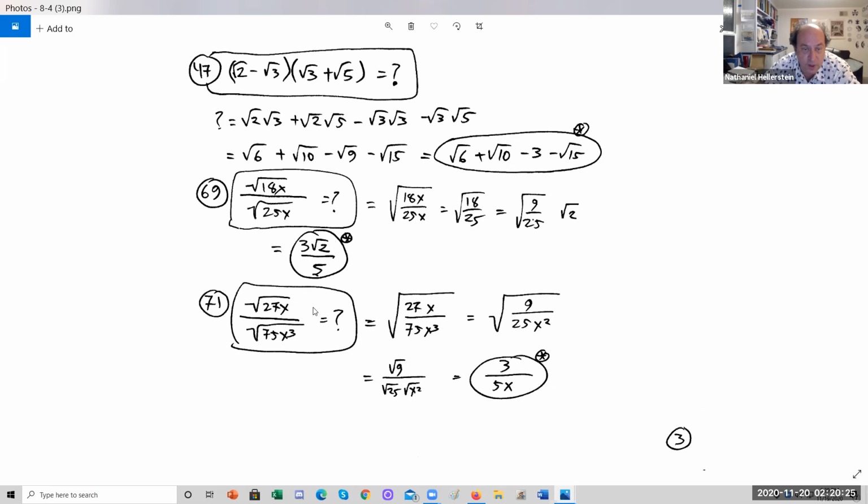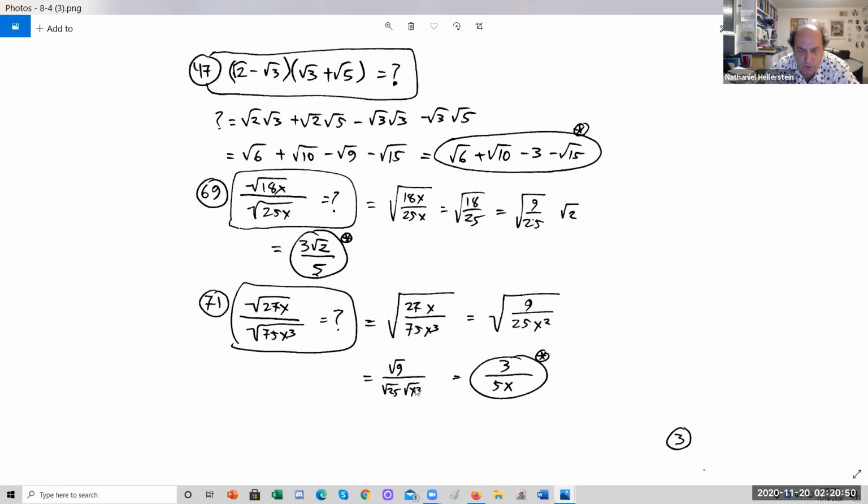Here we have similar, but different: root 27x over root 75x cubed. Merge the roots, so it's a root of a ratio of 27x over 75x cubed. X over x cubed cancels, leaves an x squared in the denominator. Removing a factor of 3 from both 27 and 75 leaves 9 over 25. Then you distribute square roots over everything.